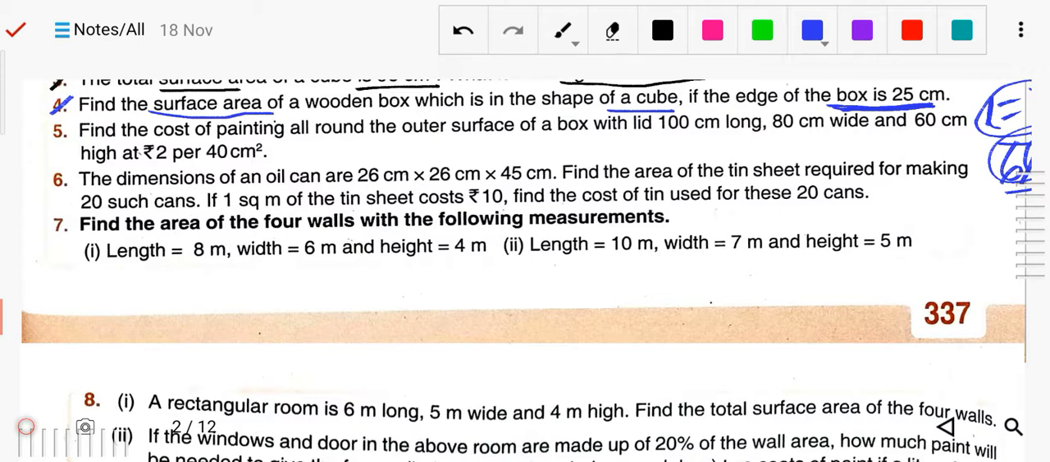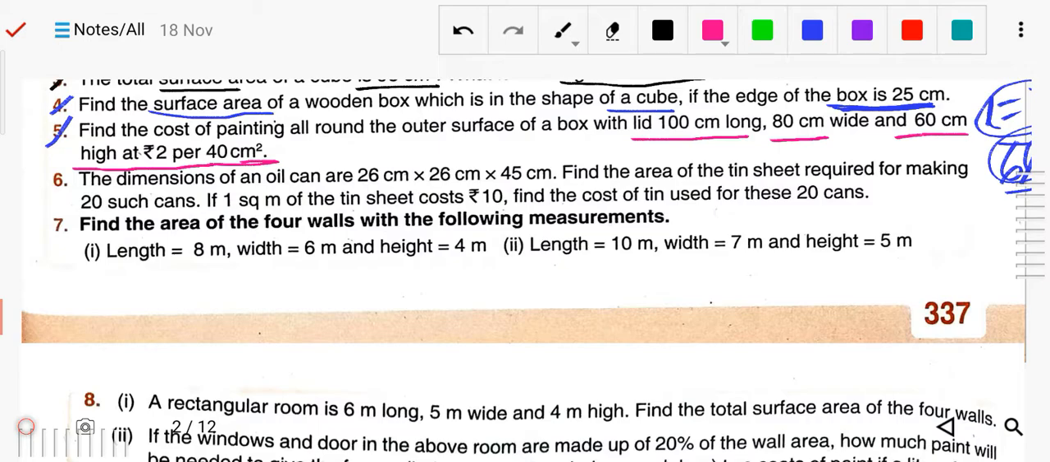Now we will solve question number 5. The cost of painting all around the outer surface of a box with a lid, 100 centimeter long, 80 centimeter wide and 60 centimeter high, at the rate of rupees 2 per 40 centimeter square. The rate is given. First of all, you can see L, B and H are given, so the shape is a cuboid. So we will find the surface area of that box.